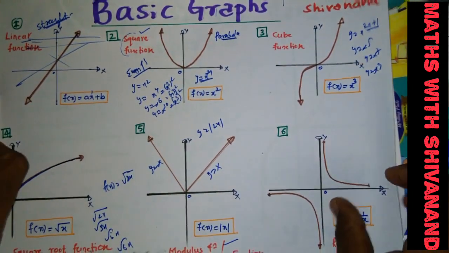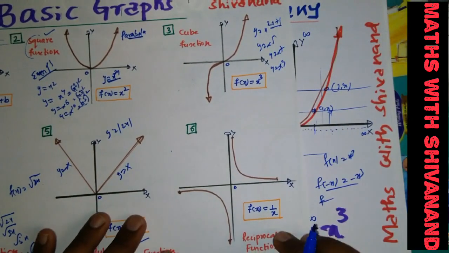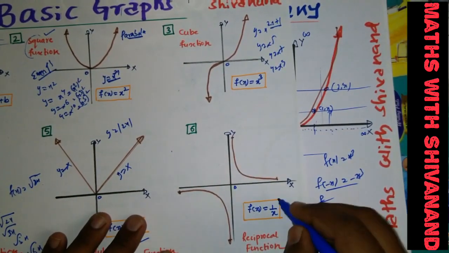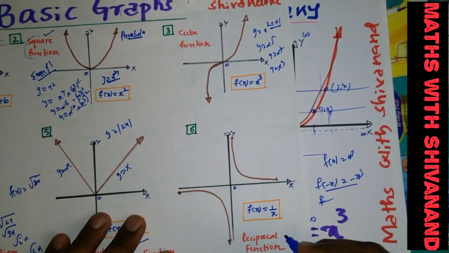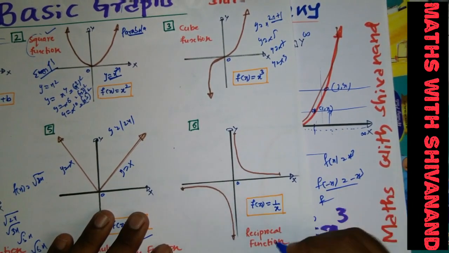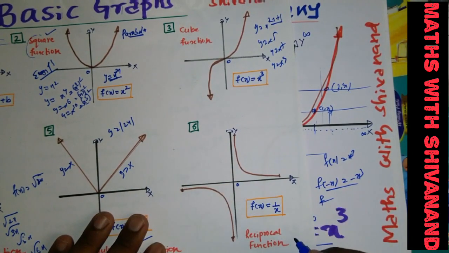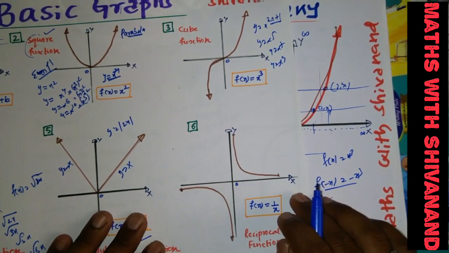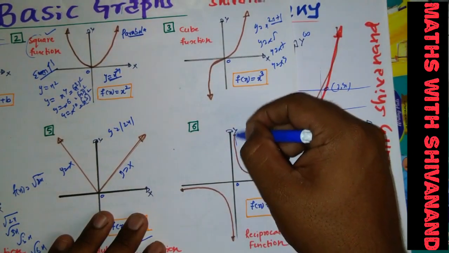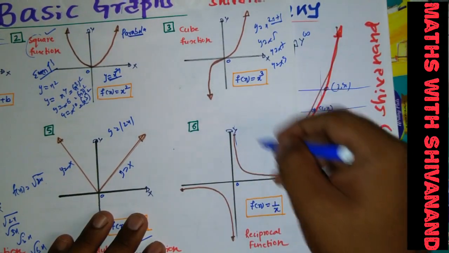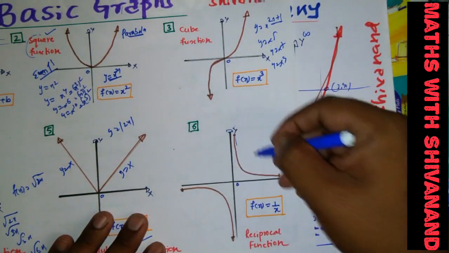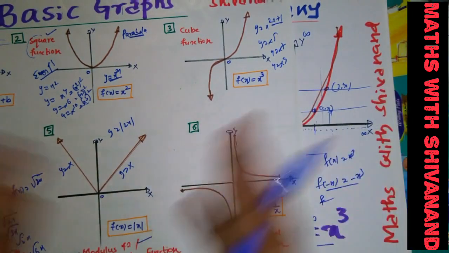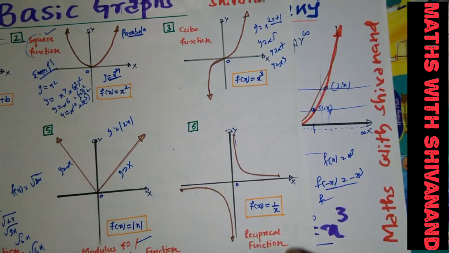Remember, kids, the sixth one is the reciprocal function, 1 upon x. The f of x is of the form 1 by x. All reciprocal functions, 1 by x, 1 by 2x, 1 by 3x, 1 by 5x, even, are always in this shape only. You will have two leaves. I am drawing this kind of category here. It will never touch the y-axis, and it will never touch the x-axis. These are called asymptotes. We say they will meet at infinity, which is practically impossible.